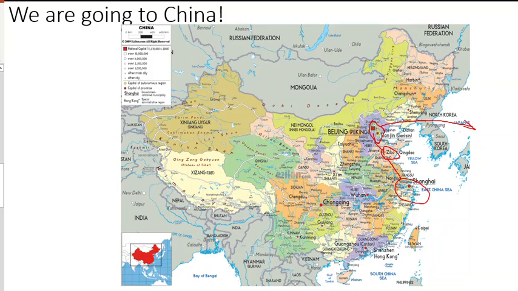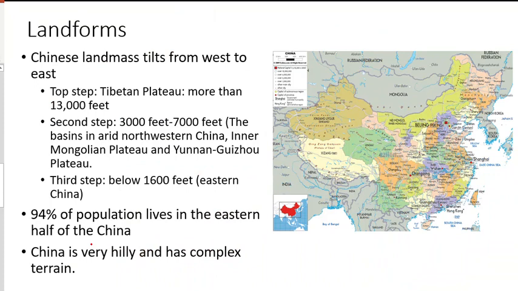So first of all, we're going to look at what the landmass of China looks like. One thing I want to mention is that the Chinese landmass tilts from west to east. So what does that mean? That means the west part has a relatively higher altitude than the east coast. Generally speaking, the Chinese landmass is separated into three steps.